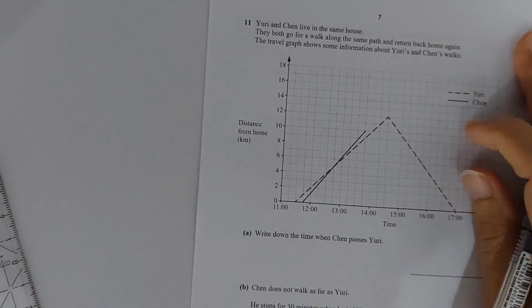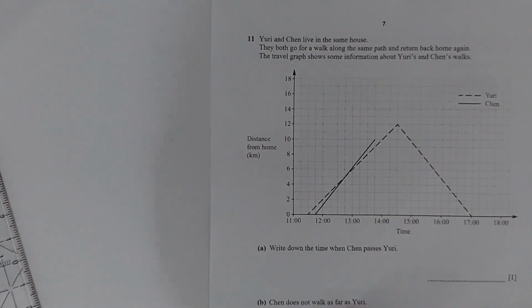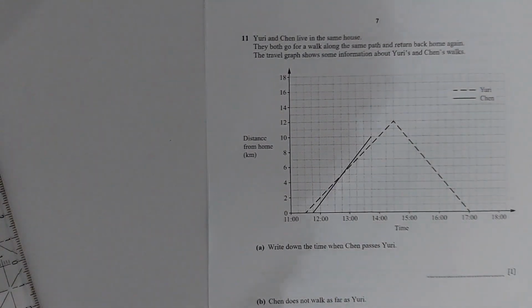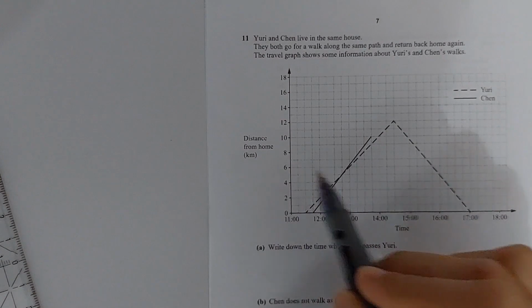Yuri and Chen live in the same house. They both go for a walk along the same path and return back home again. The travel graph shows some information about Yuri's and Chen's walk. It will be something like this one. Again, it is very important for you to understand what each box means.